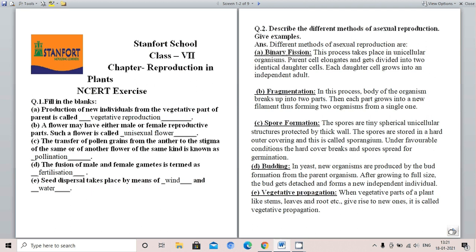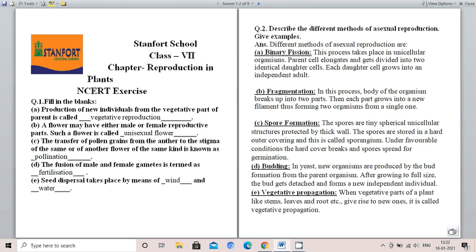जब एक नया इंडिविजुअल बनता है एक वेजिटेटिव पार्ट से प्लांट के, इट इज़ नोन एज वेजिटेटिव रिप्रोडक्शन और वेजिटेटिव प्रोपोगेशन. नाउ द नेक्स्ट पार्ट इज अ फ्लावर मे हैव आइदर मेल और फीमेल रिप्रोडक्टिव पार्ट. एक ऐसा फ्लावर जिसमें या तो मेल रिप्रोडक्टिव पार्ट होगा या फिर सिर्फ फीमेल रिप्रोडक्टिव पार्ट होगा, उसे हम क्या बोलेंगे? यूनिसेक्सुअल फ्लावर.